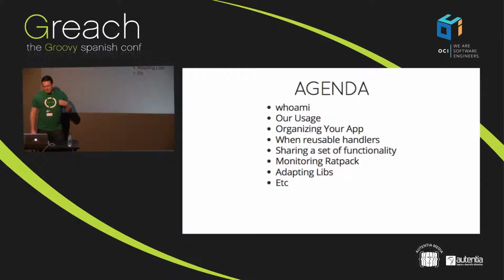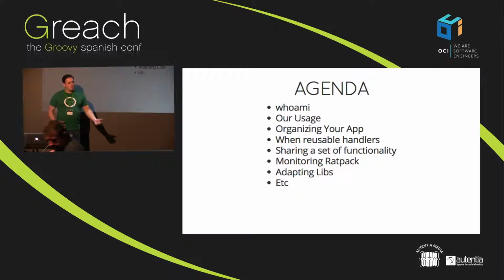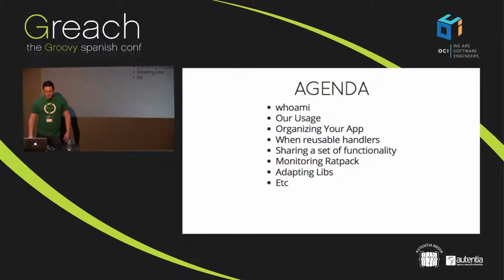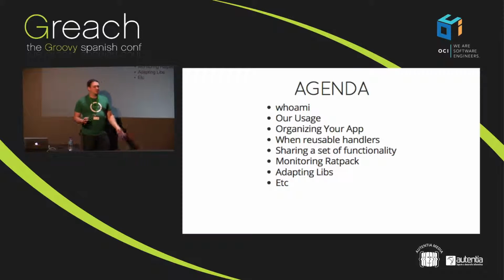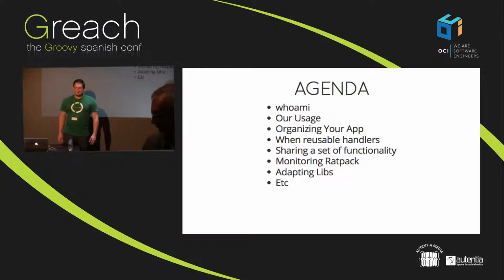So I'll go over who I am a little bit, talk about our usage at SmartThings of Ratpack and kind of what we have in production and what our experiences are. Then how to organize your app, when to use reusable handlers, and how to go about sharing a set of functionality. Then we'll kind of drift into monitoring Ratpack and then how to actually adapt libraries for use inside of Ratpack. And then I have a handful of things that didn't really fit in any other category that were all things that somehow hurt us in production that you should know.